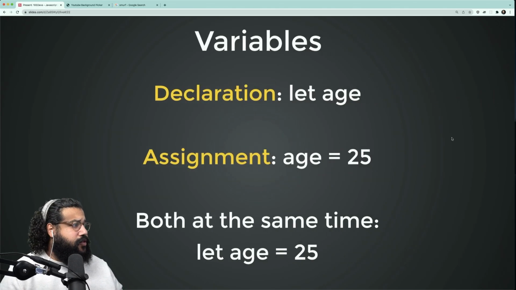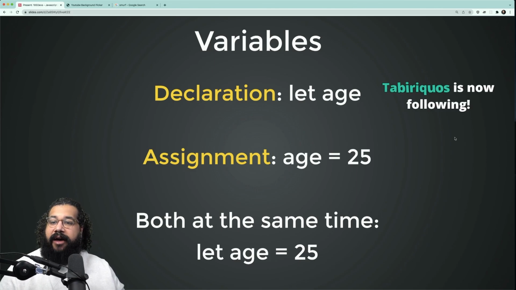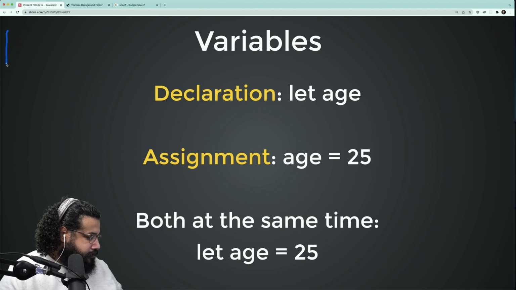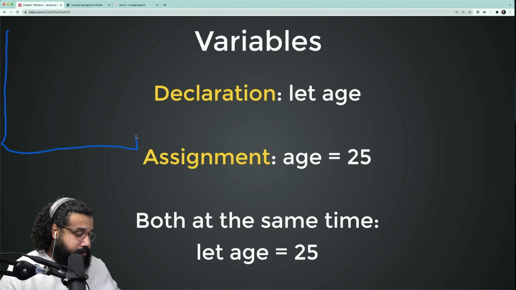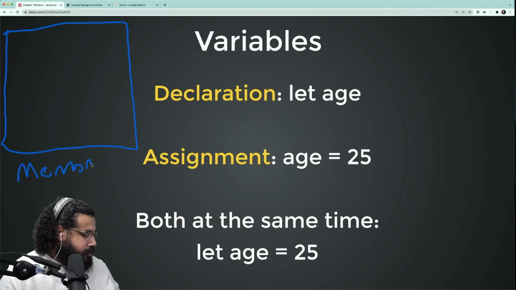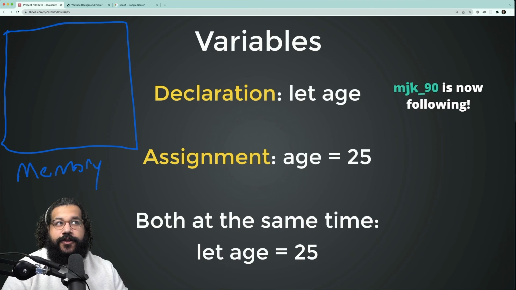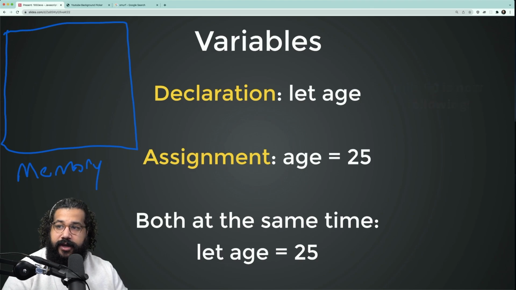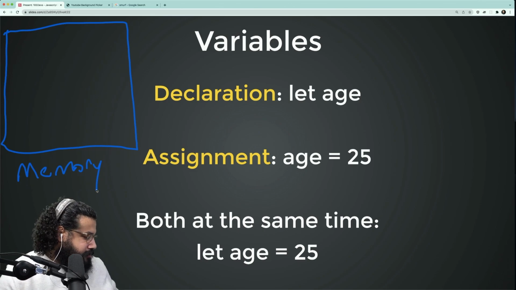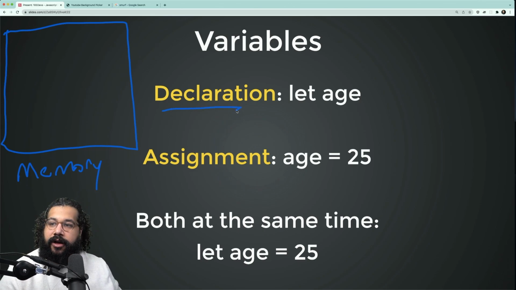All right. So when we are using a variable, there are a couple different steps. So let's imagine we have a space for memory. I'm just going to go ahead and draw a space here. I'm just going to call this memory. This is our space for memory. When we are using variables, we have two really fundamental steps. The first step we call declaration, and the second step we call assignment.